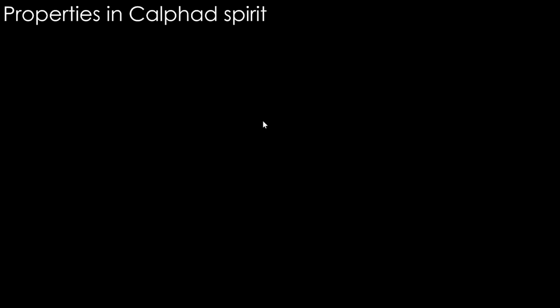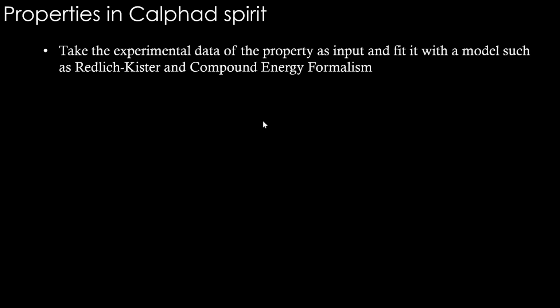So now what is this CALPHAD spirit that we are talking about? It is like this: take the experimental data of the property as input. Okay. So the input data is collected and fit with the model. So a model is made and fitting is done. The model should be like the Redlich-Kister model or compound energy formalism, which is just like what we have done for Gibbs energy assessment or mobility assessment. So that is CALPHAD spirit.